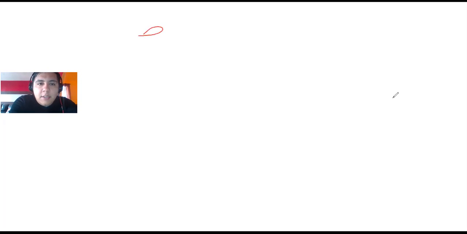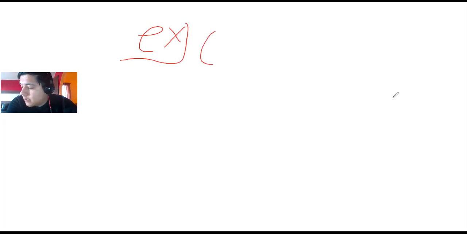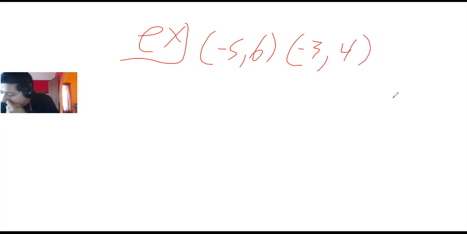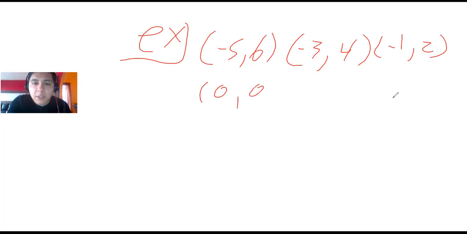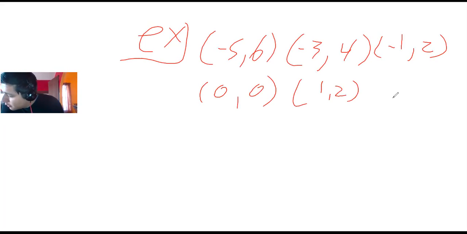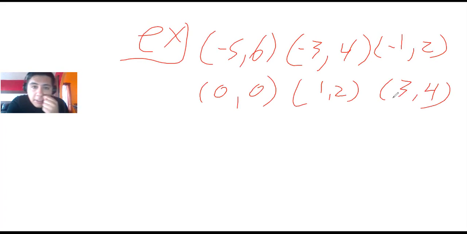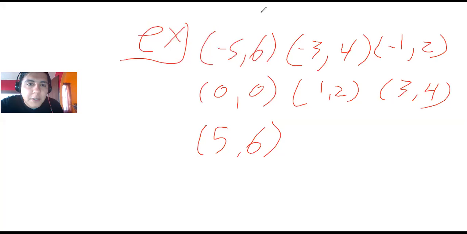So let's say again, as an example, I give the pairs -5 and 6, and we have -3 and 4, -1 and 2, 0 and 0, 1 and 2, 3 and 4, and 5 and 6. So we need to see if this can be a function.